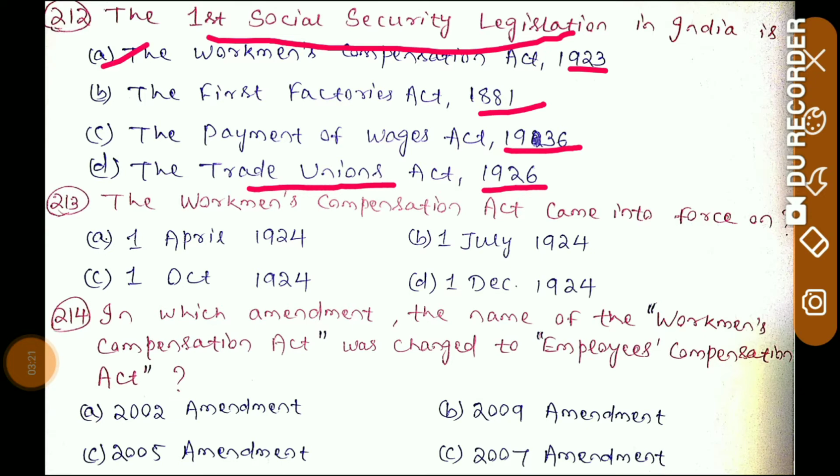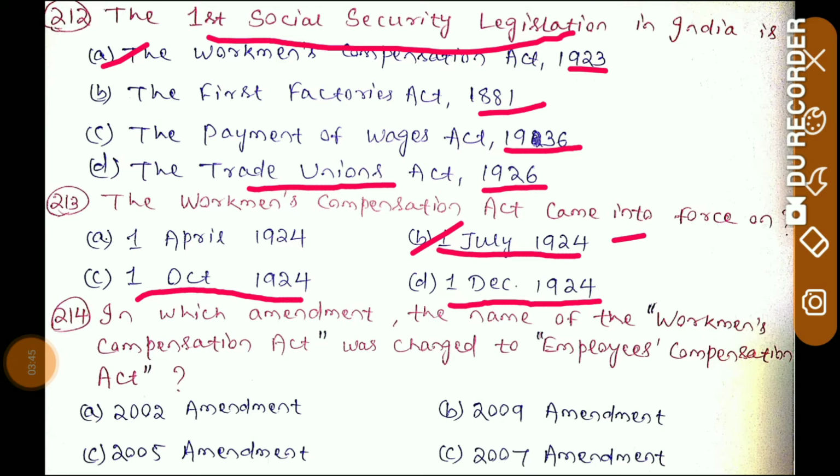Then the next question: the Workmen's Compensation Act came into force on 1st April 1924, 1st July 1924, 1st October 1924, or 1st December 1924. The answer is option B, 1st July 1924. So the Workmen's Compensation Act came into force on 1st July 1924.